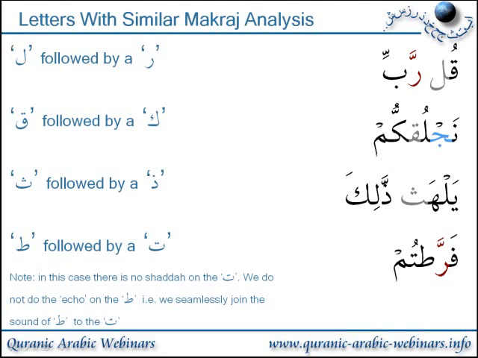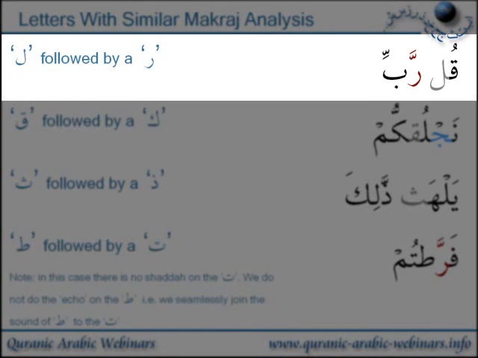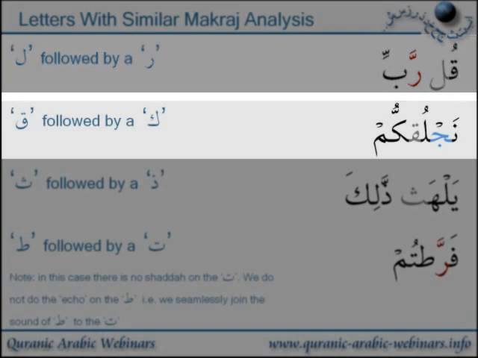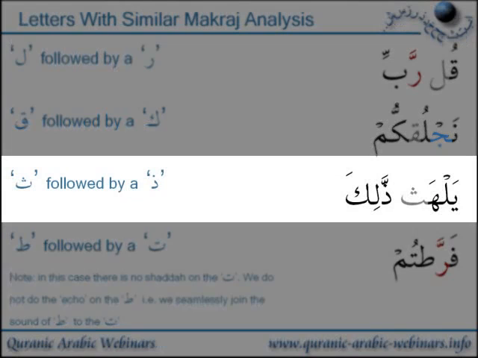The next set we have the lam followed by a ra. So here we have kurabbi. Joining the qaf directly to the ra, the lam is completely ignored. Then we have the qaf followed by a kaf. So here we have najalukum. Najalukum. So we ignore the qaf completely.